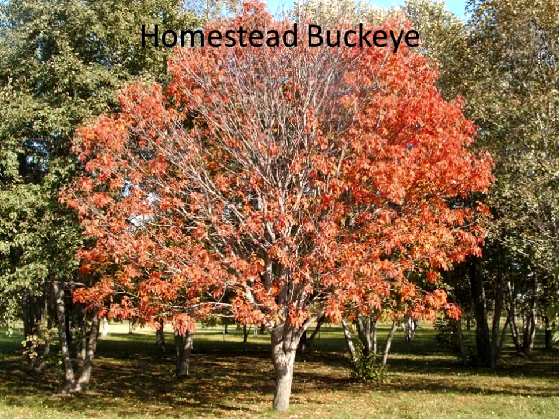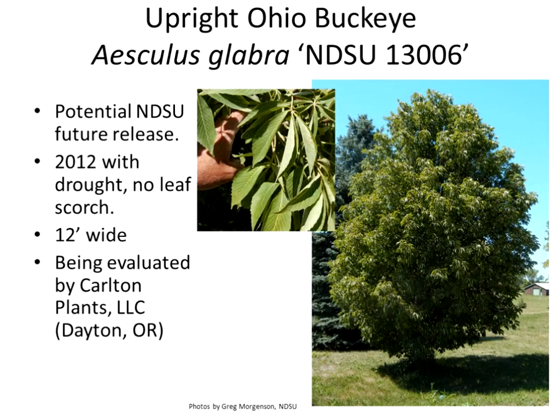There is another one out of South Dakota called Homestead. It too does very well. It doesn't have the leaf scorch. It just doesn't have as high a quality of foliage as Prairie Torch or Autumn Splendor. But I put Autumn Splendor as the number one. Again, getting to that compact idea, less pruning, less wounding. We're selecting one that is an upright.